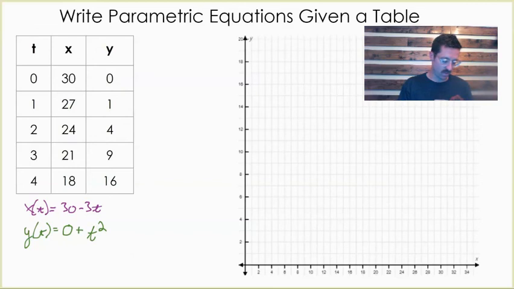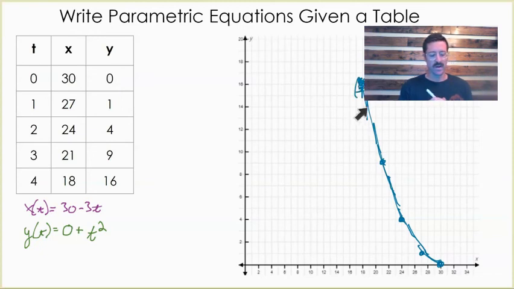and we could still graph it just the same way. And so for this one, our graph starts down there at 30, 0, and it moves up this way. If the table kept going, our graph would keep going. But that's really it. That's how you write parametric equations when you are given a table.